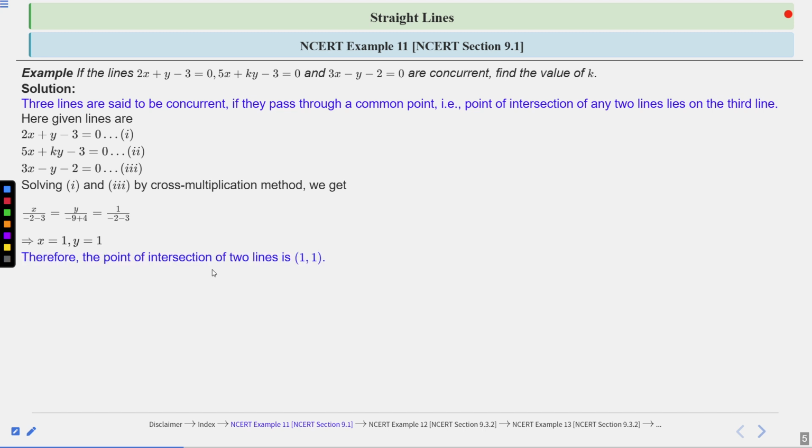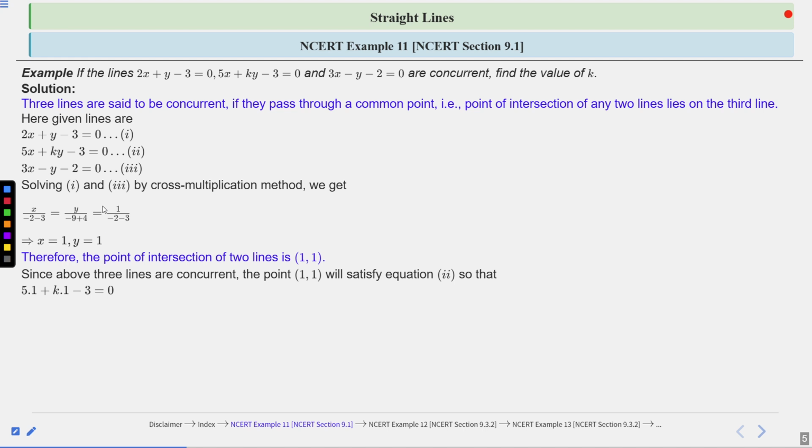Therefore, the point of intersection of equations 1 and 3 is 1 comma 1. What is 1 comma 1? It is basically the point of intersection of the lines 2x plus y minus 3 equal to 0 and 3x minus y minus 2 equal to 0. So this point is the intersection point of equations 1 and 3.